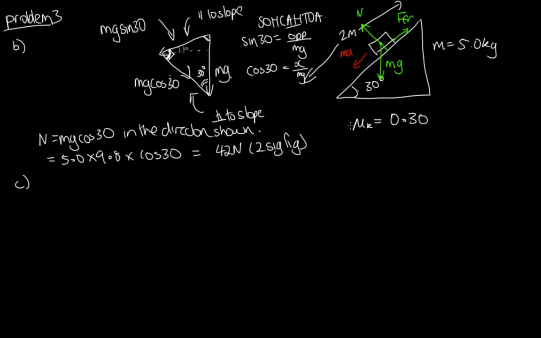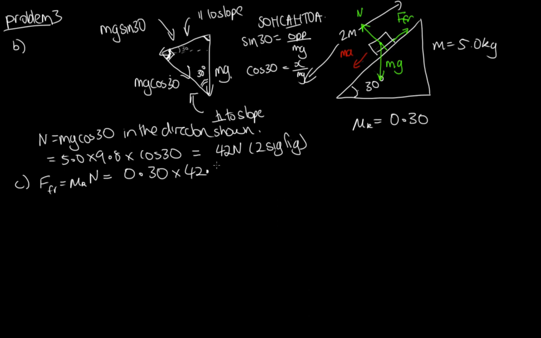Now part C says calculate the frictional force experienced by the block as it slides down the slope. Now that we've calculated the normal reaction force, this isn't too hard. The force due to the friction is equal to mu k times the normal force. And so this is just 0.30 times the 42. We'll keep the significant figures here.